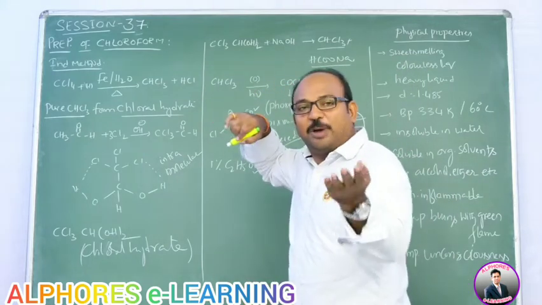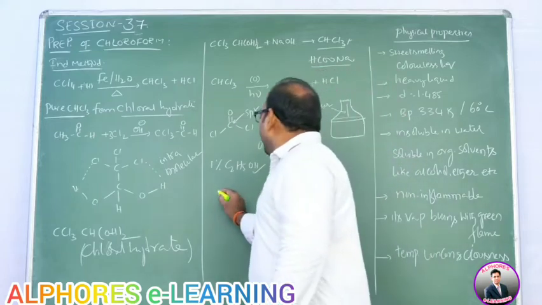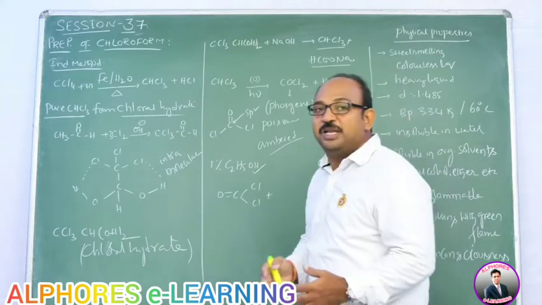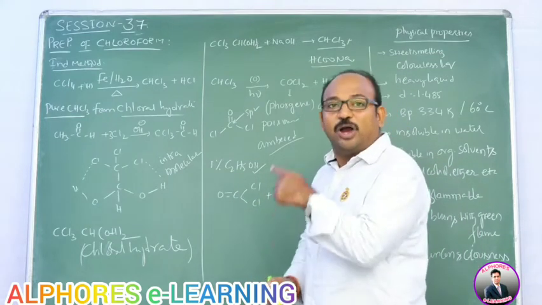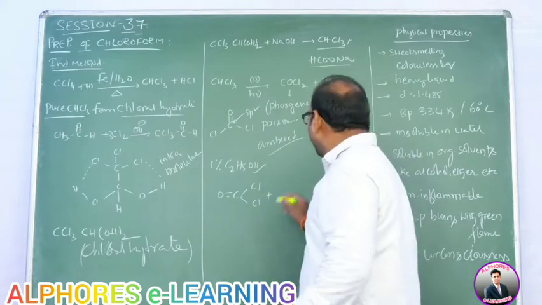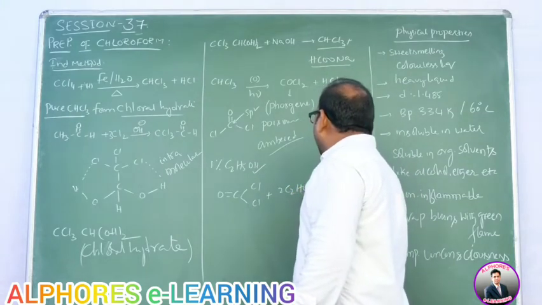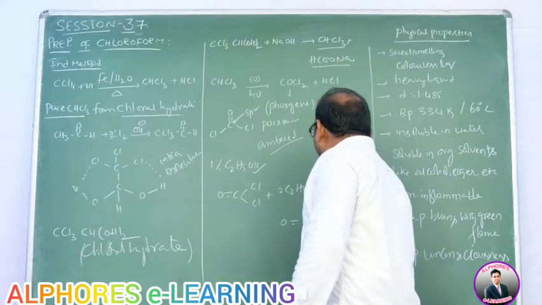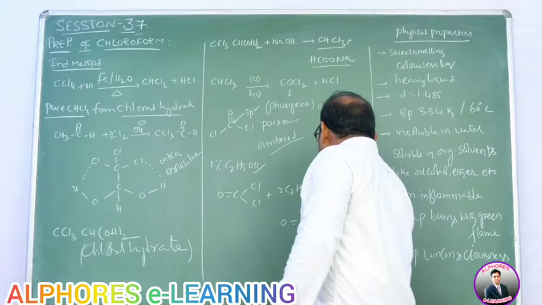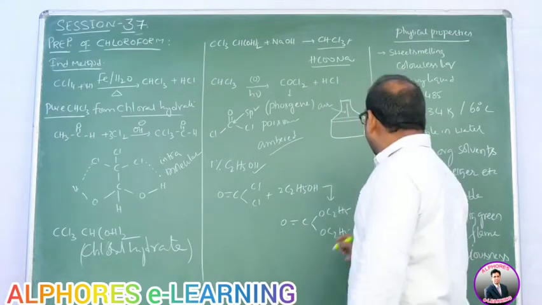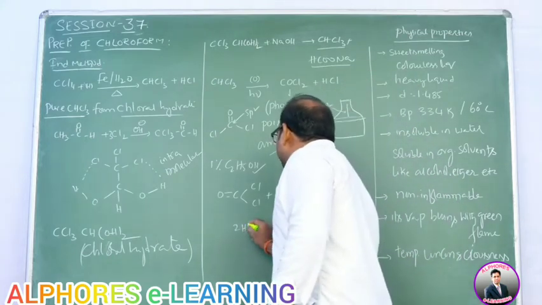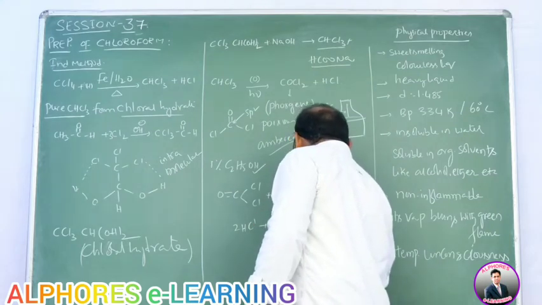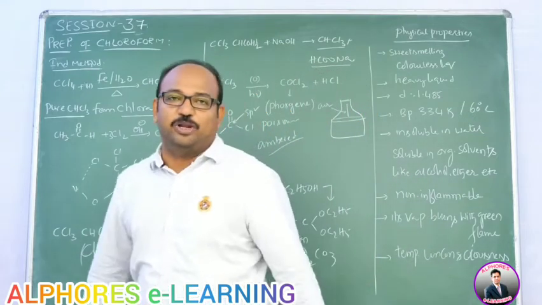When you are adding 1% ethyl alcohol, what happens? If any chloroform undergoes photochemical oxidation, it gives phosgene, a poisonous gas. Upon reaction with ethyl alcohol, we get diethyl carbonate, which is non-poisonous, plus 2HCl. This one we can also write as (C2H5)2CO3, diethyl carbonate.